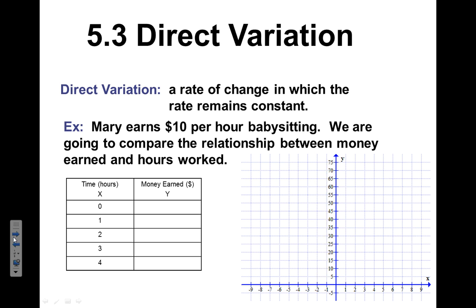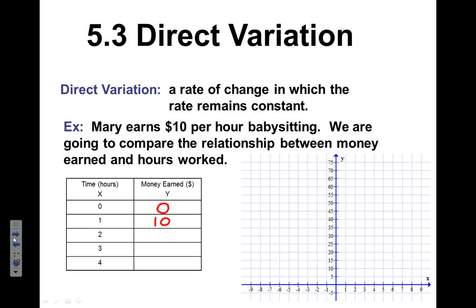So for example, if Mary works 0 hours babysitting, how much money should she expect to earn? Well, that's pretty easy. If you don't work, you don't earn, and she gets $0. If she works for 1 hour babysitting, she should get $10 because she makes $10 per hour.